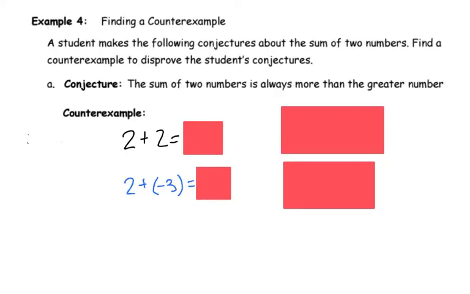All right, now finding counterexamples. So counterexamples are basically ways to prove it wrong, essentially, okay? So a student makes the following conjecture about the sum of 2 numbers. Find a counterexample to disprove the student's conjecture. So this is what the conjecture is: the sum of 2 numbers is always more than the greater number. All right?